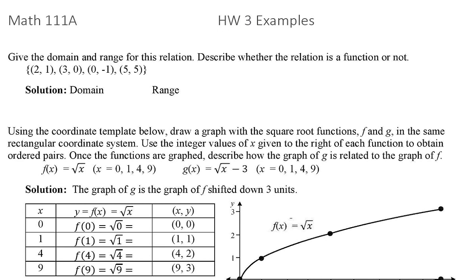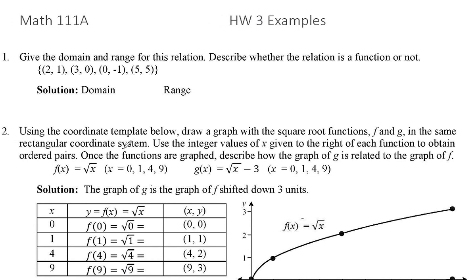In this first problem, they want us to give the domain and range for this relation and then describe whether or not it's a function. The domain here is just the set of all the first coordinates, the x coordinates, and if we do them in order, that would be 0, 2, 3, and 5.